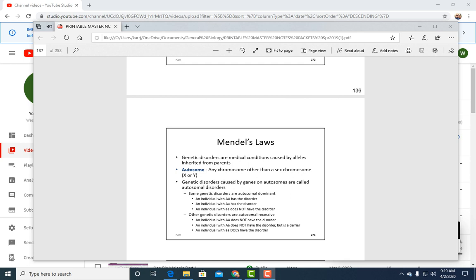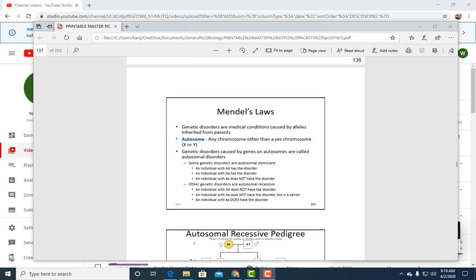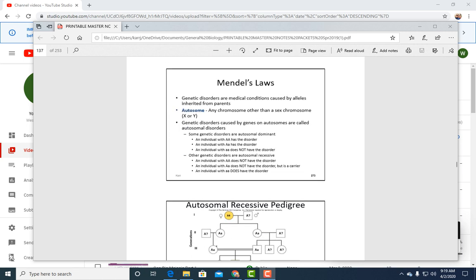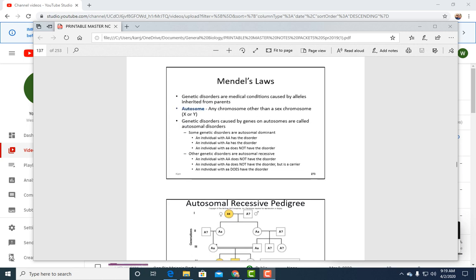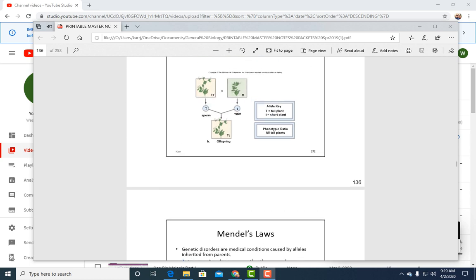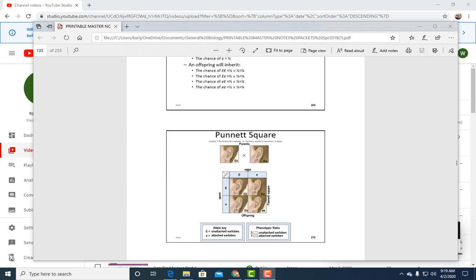A lot of other genetic disorders are autosomal recessive, and that means that a person has to have both lowercase letters to have the disorder. The difficult thing about this is that heterozygous individuals are carriers, and they don't know that they're carriers because they don't have the disorder. If you look at something like cystic fibrosis, for example, that is a condition that is autosomal recessive.